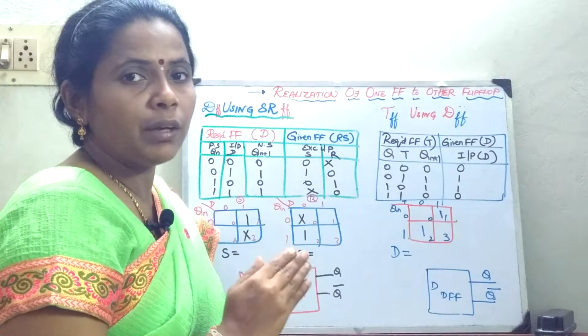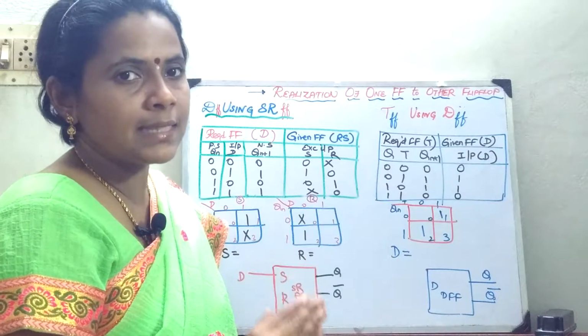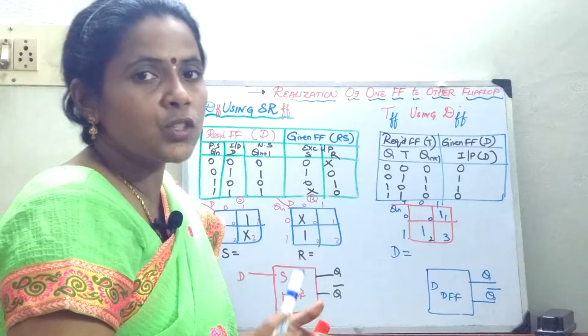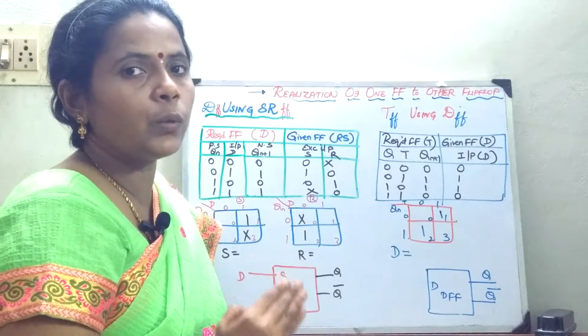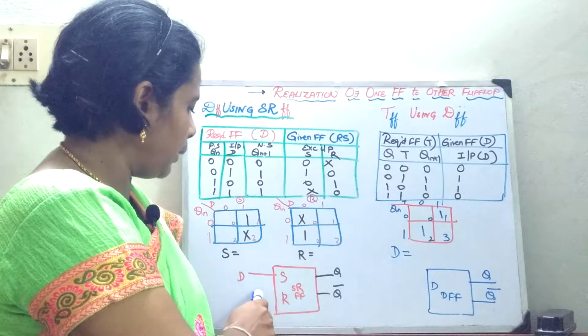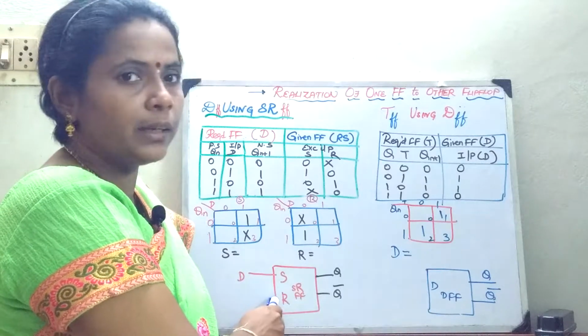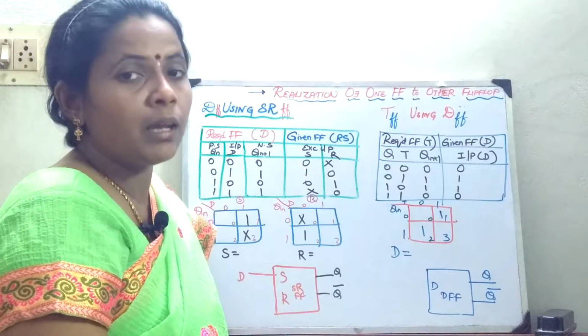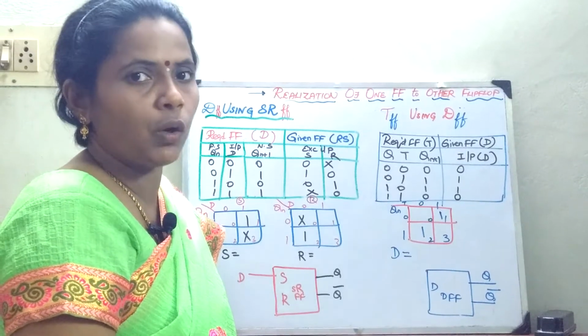The given flip-flop is the SR flip-flop, which I am going to convert into a D flip-flop. Generally, you know the procedure to convert an SR flip-flop to a D flip-flop. If I put a NOT gate between the inputs and give it, then it will act as a D flip-flop, which you have seen already. Now, let us see the procedure.